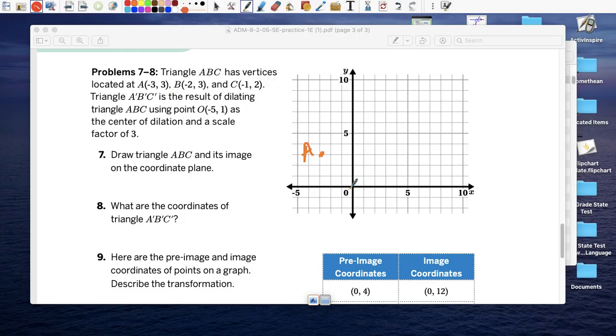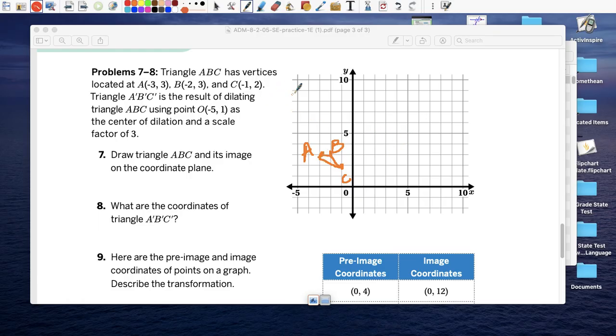Point B, negative 2 and 3. Negative 2. What in the world? Why is it? Here's point B. What's point C? Negative 1 and 2. So here is the very silly triangle.